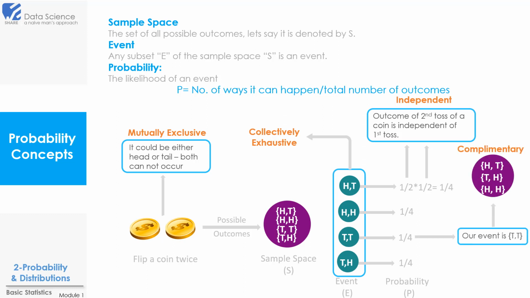Now let's say we are interested in finding the probability of the event in which we get tail as the outcome of both the tosses. So our event is tail in both the flips. And the rest of the events are called complementary events. So these were a few basic definitions. Now let's move on to the next topic.